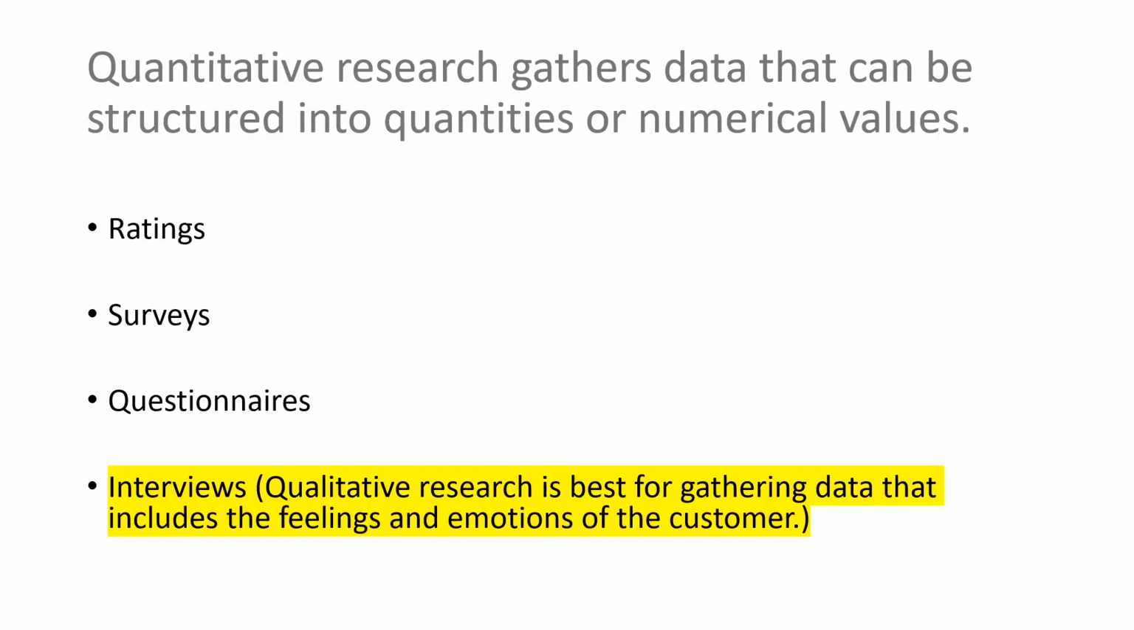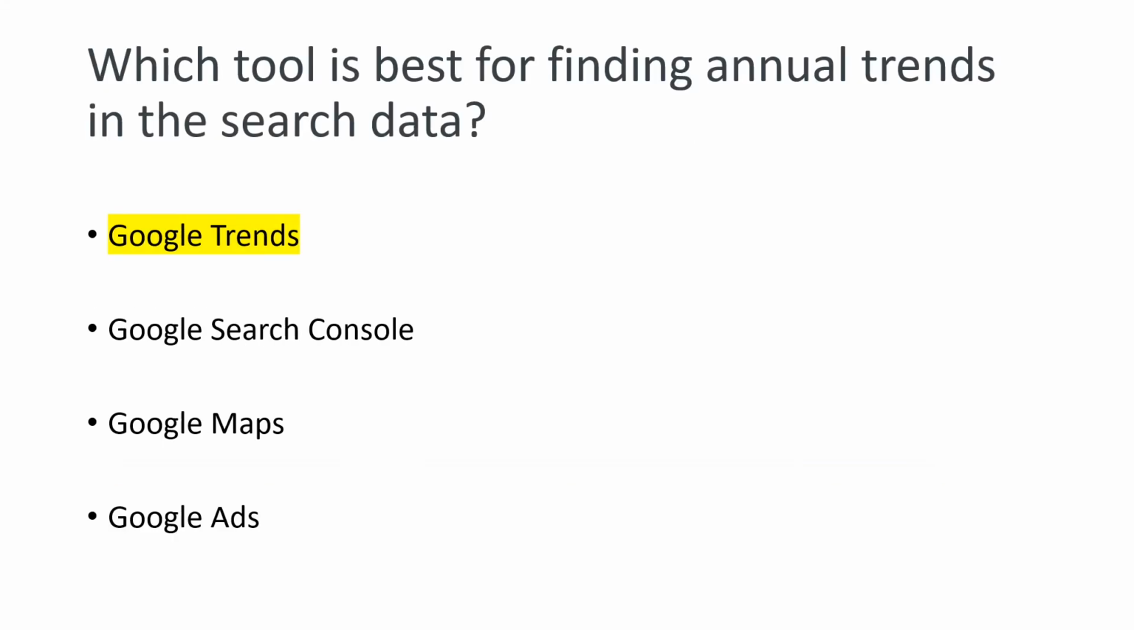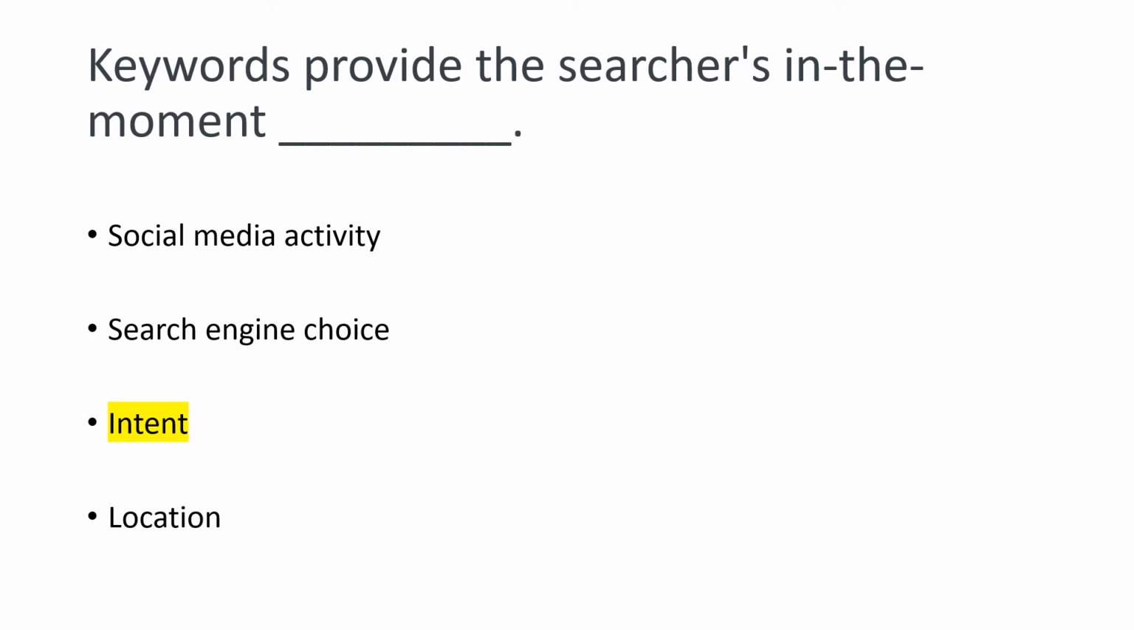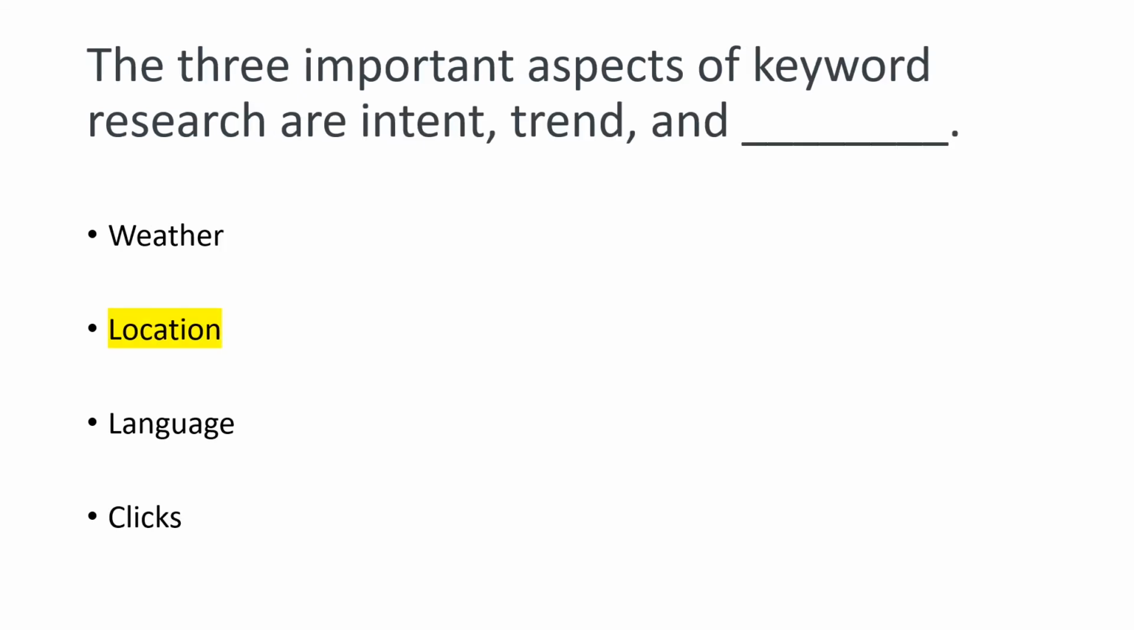308. Which best describes a qualitative research method? Interviews. Qualitative research is best for gathering data that includes the feelings and emotions of the customer. 309. Which tool is best for finding annual trends in the search data? Google Trends. 310. Keywords provide the searchers' in-the-moment intent. 311. The three important aspects of keyword research are intent, trend, and location.